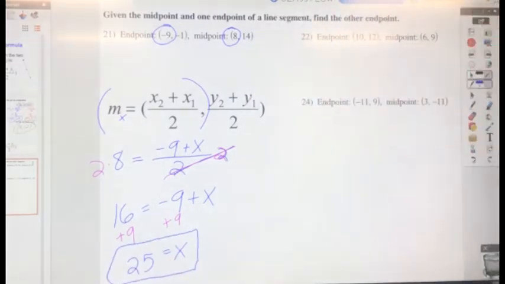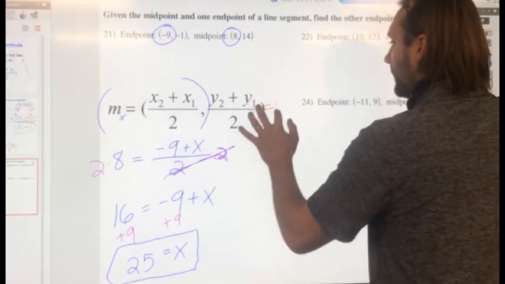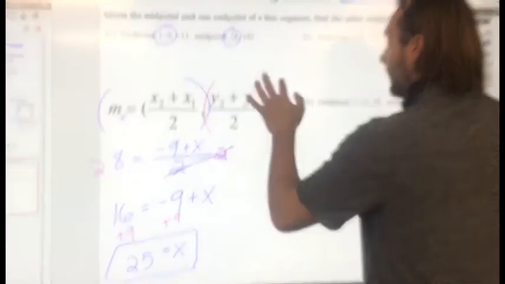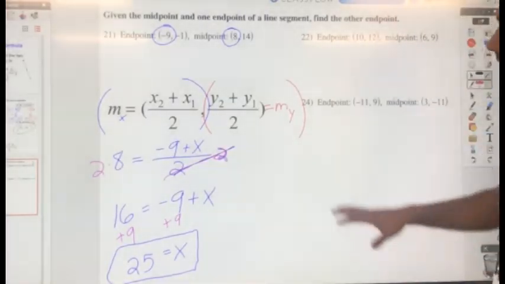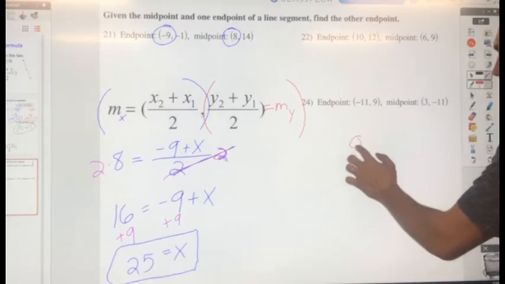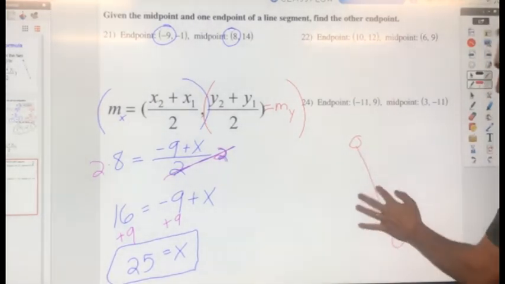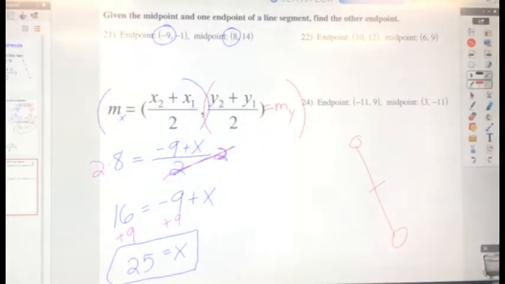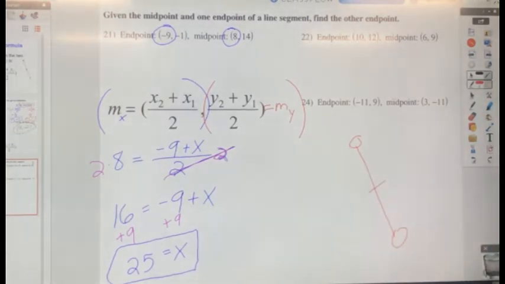And this formula we have to memorize as well? Yes. It's always going to be divided by 2. Why? Because the midpoint cuts a line in half, right? So that's why we're dividing by 2. It's half of our line.